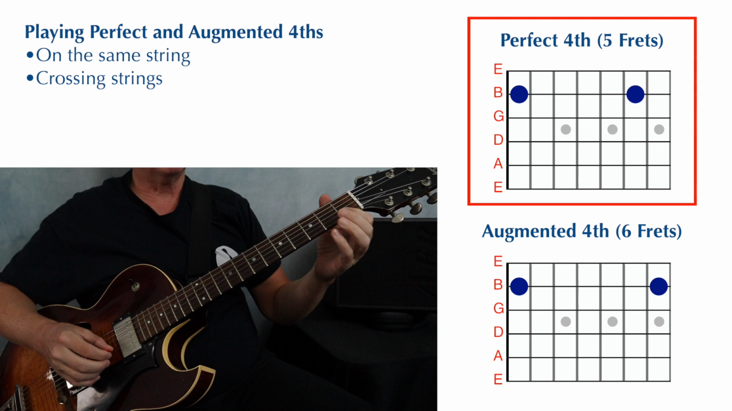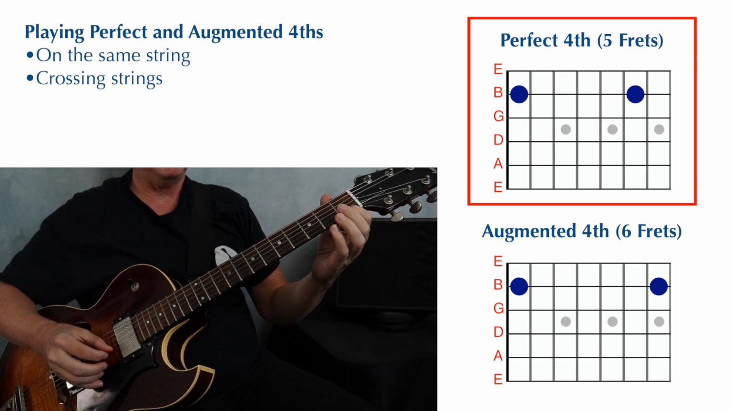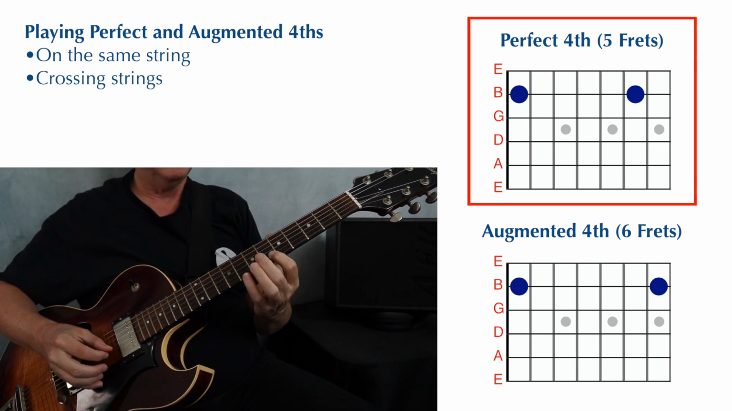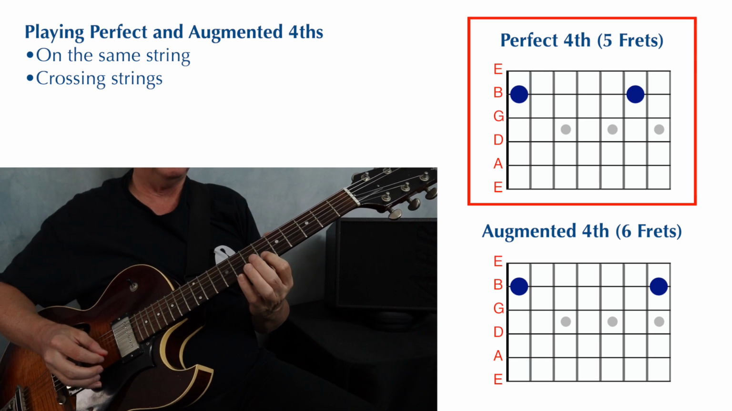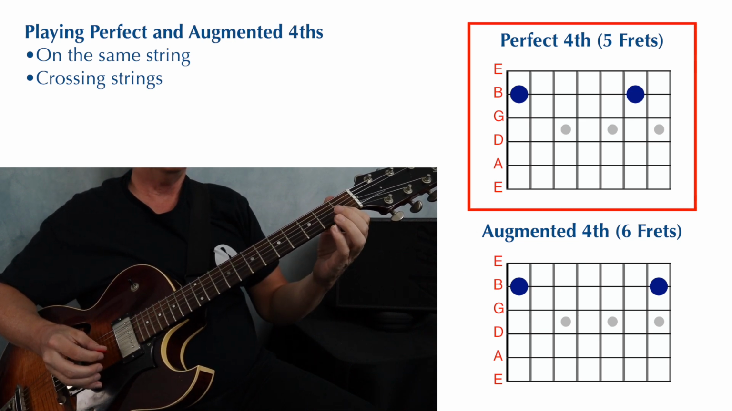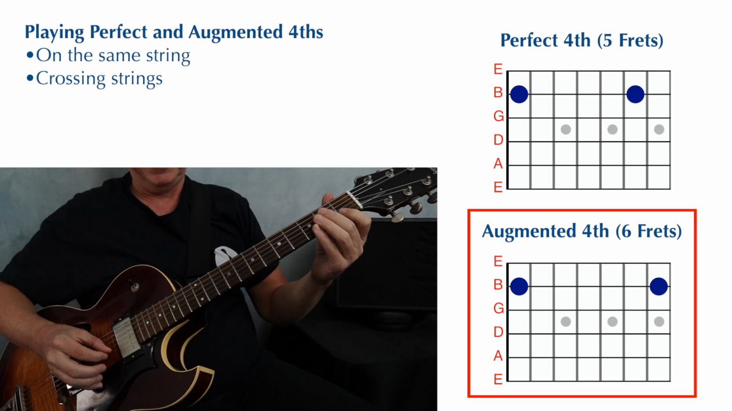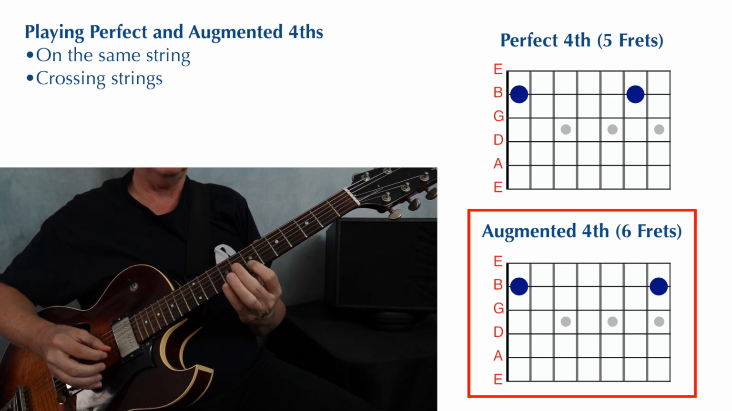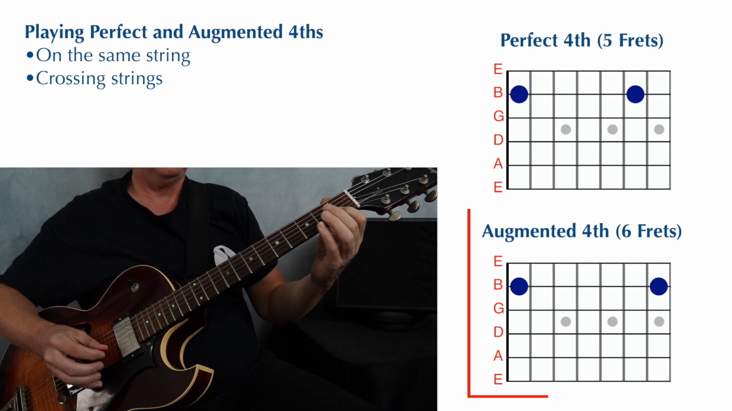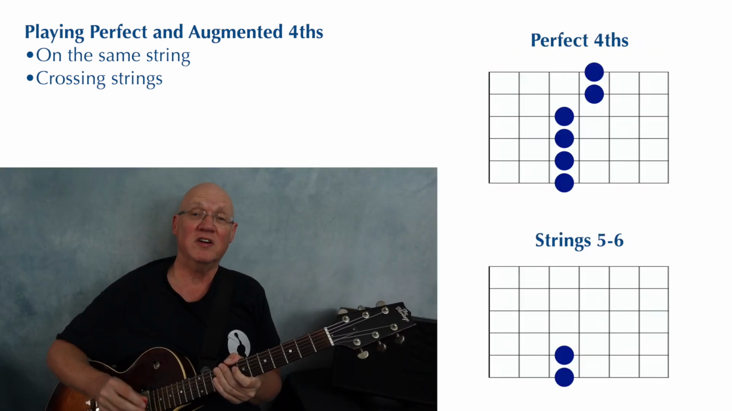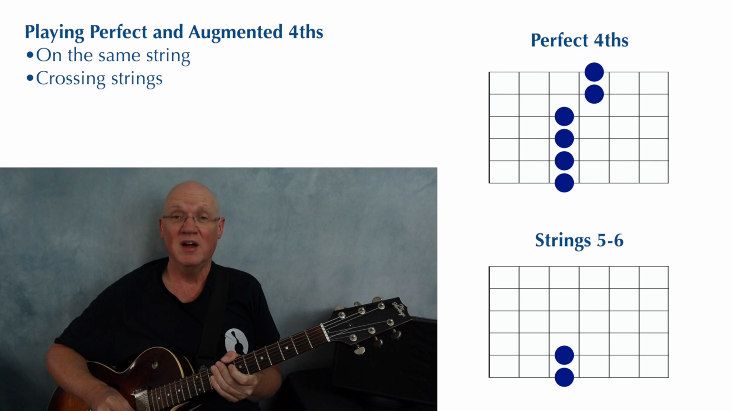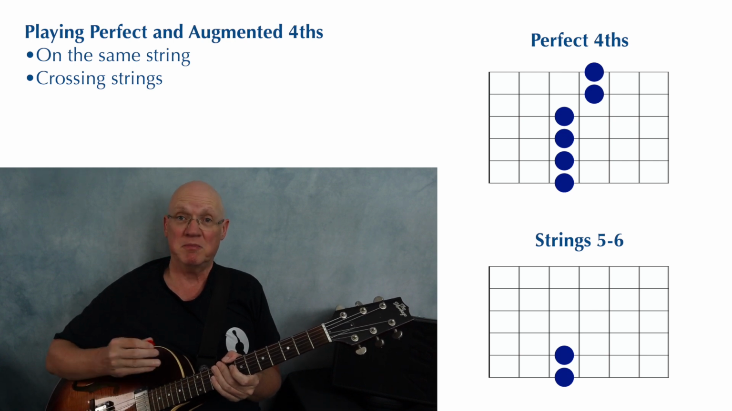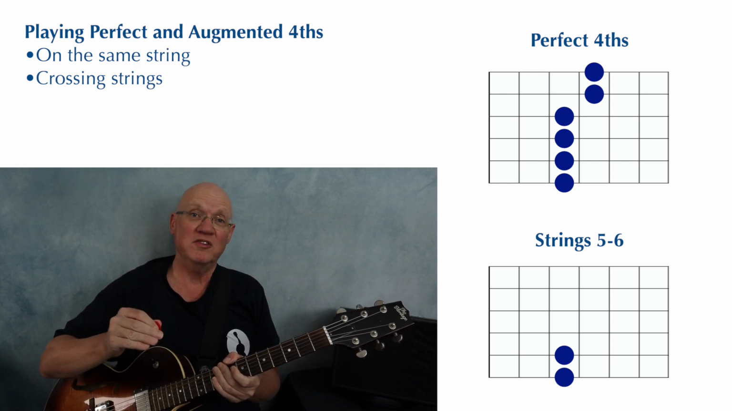To play a perfect fourth higher on the same string, just play 5 frets higher, and vice versa. To play an augmented fourth higher on the same string, play 6 frets higher, and vice versa. That's a pretty big move on the guitar, especially if you're trying to play faster. It's more practical to play perfect and augmented fourths moving from one string to the next.